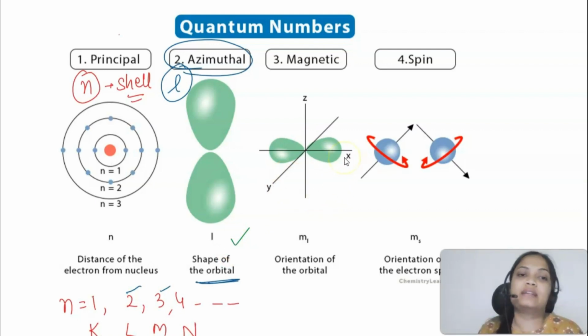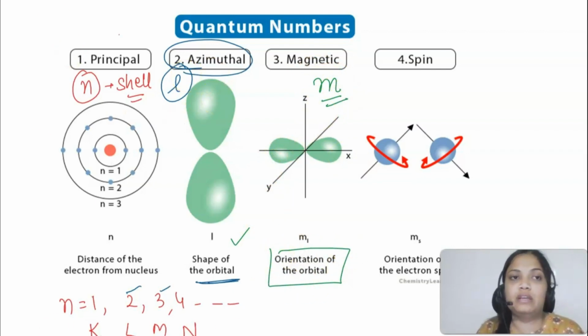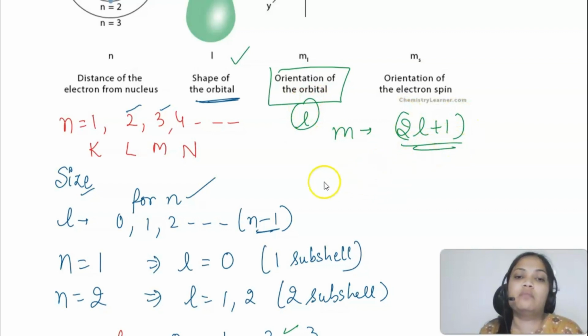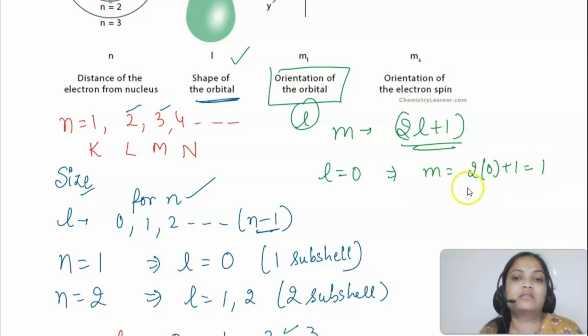Now we have the magnetic quantum number, denoted by small m, which tells us about the orientation of the orbital in space. Okay. So students, the value of the magnetic quantum number m depends on l. For each value of l, there will be 2l plus 1 values of m. For example, if l equals 0, then the number of values of m is 2 into 0 plus 1, that is just one value, 0 only. The values go from minus l to plus l.